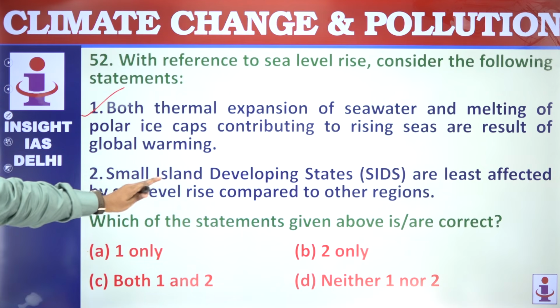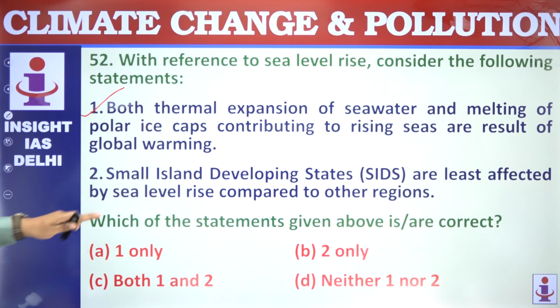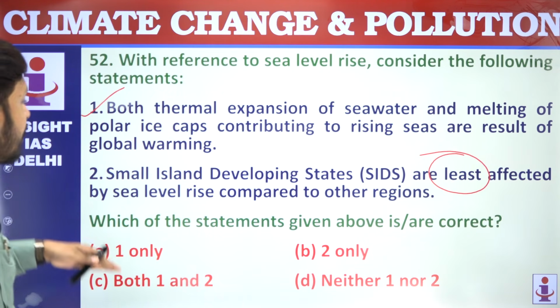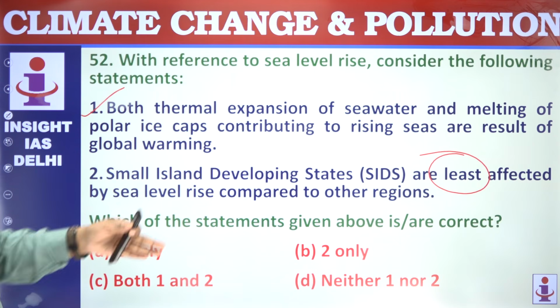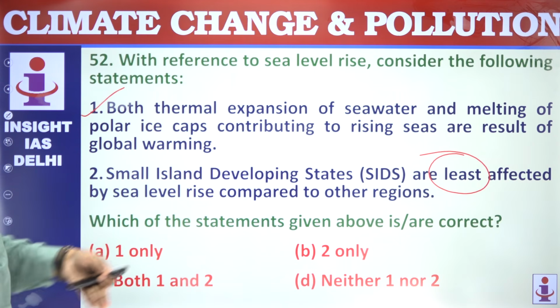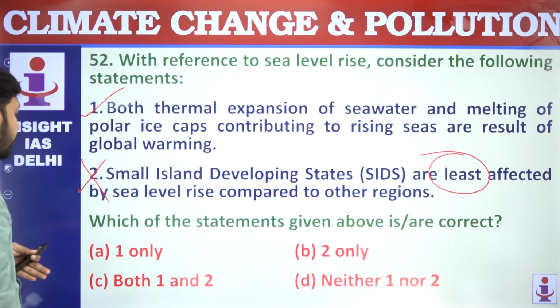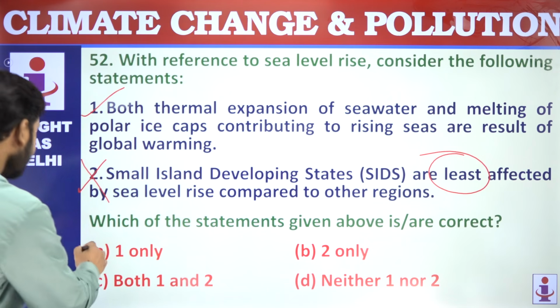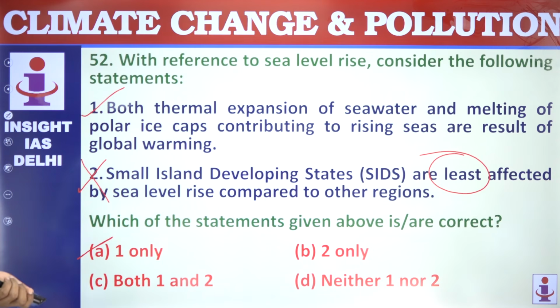And next one, small island developing states are least affected. No, these are the most highly affected by sea level rise compared to the other regions. So this is the wrong statement. Okay, so which of the following statements given are correct? So only one is correct, that is the A option is the right answer for us.